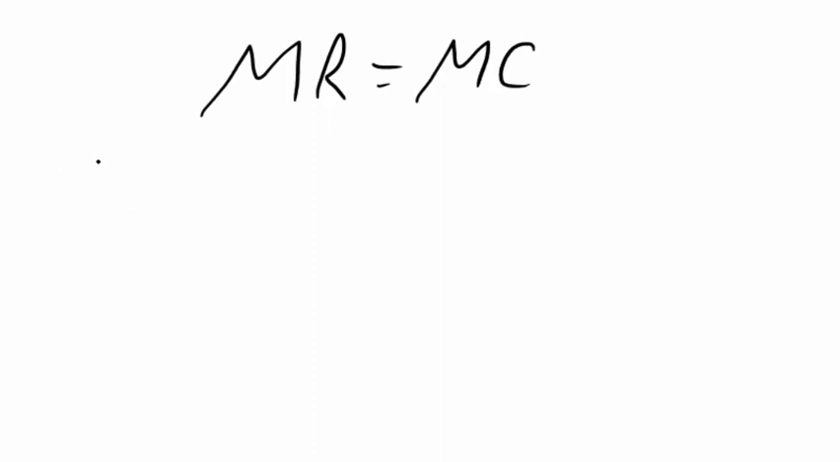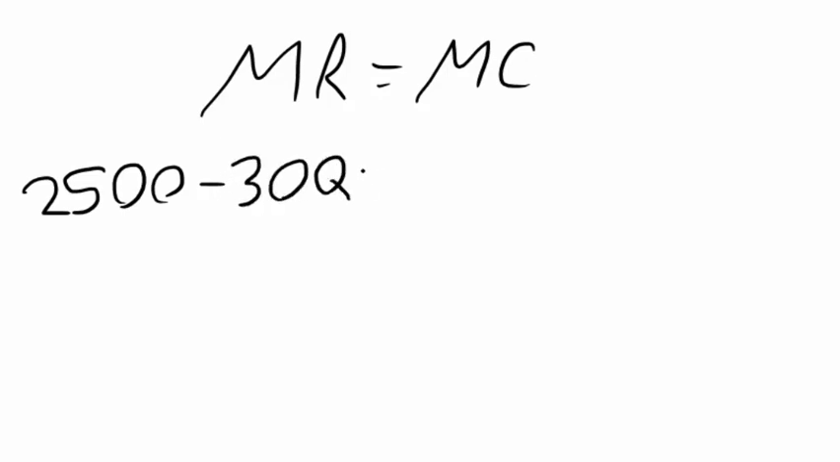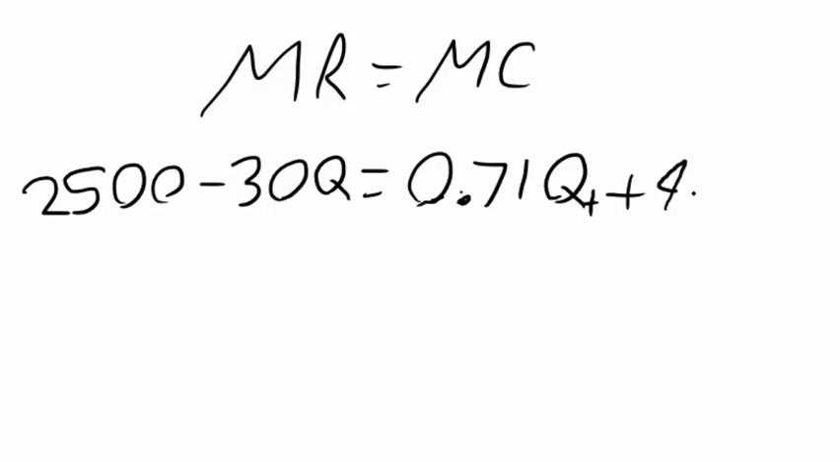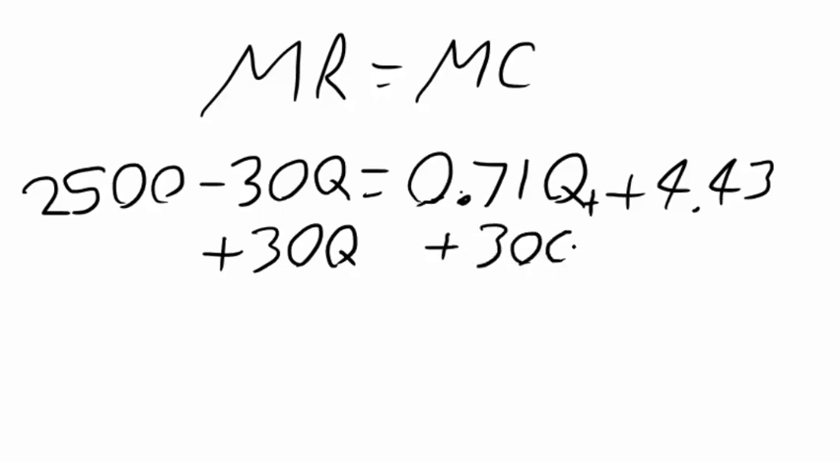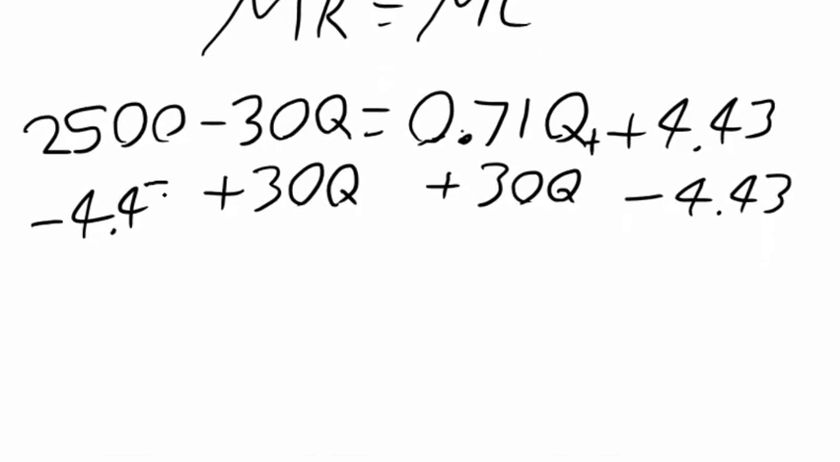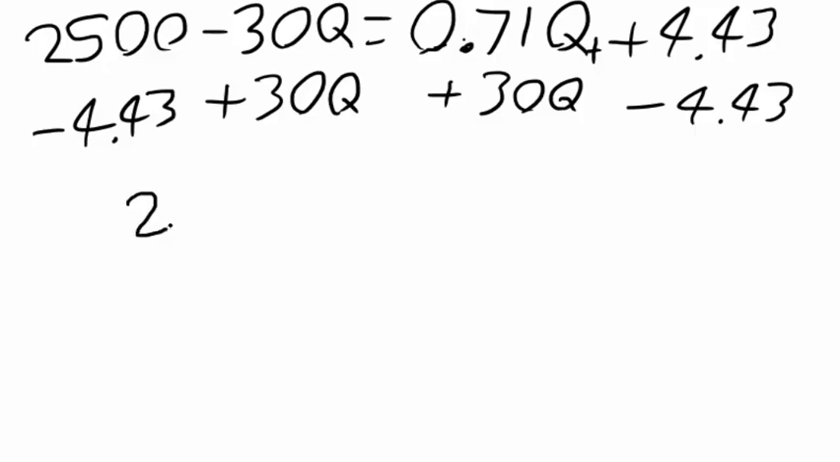So now that we know our marginal revenue and our marginal cost, we can follow our profit maximization rule and set them equal to each other. So what we have is 2,500 minus 30Q equals 0.71 times QT plus 4.43. And one thing to note is Q and QT are the same thing here because they represent the market quantity and our total that we produce. So what we can do is add 30Q to both sides and subtract 4.43 from both sides.